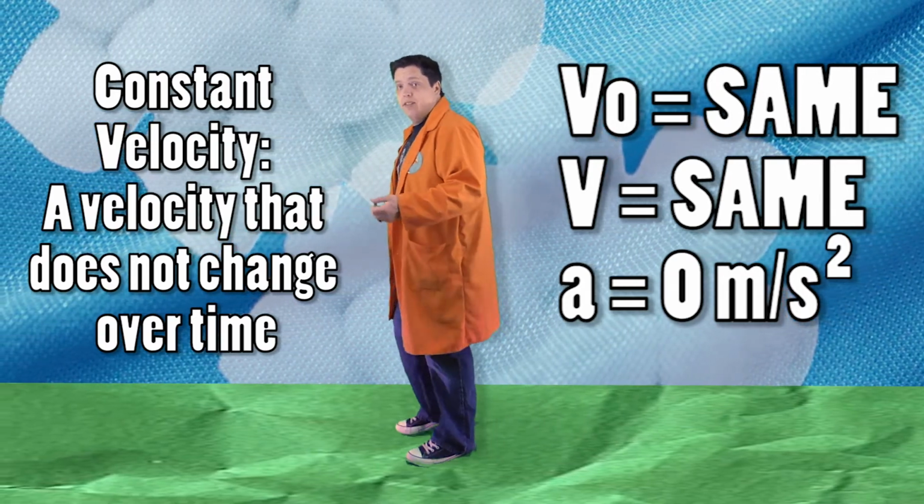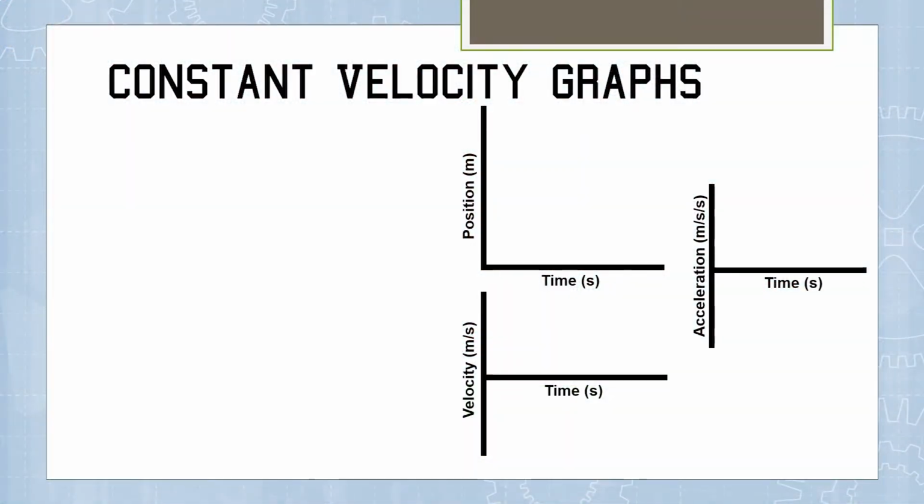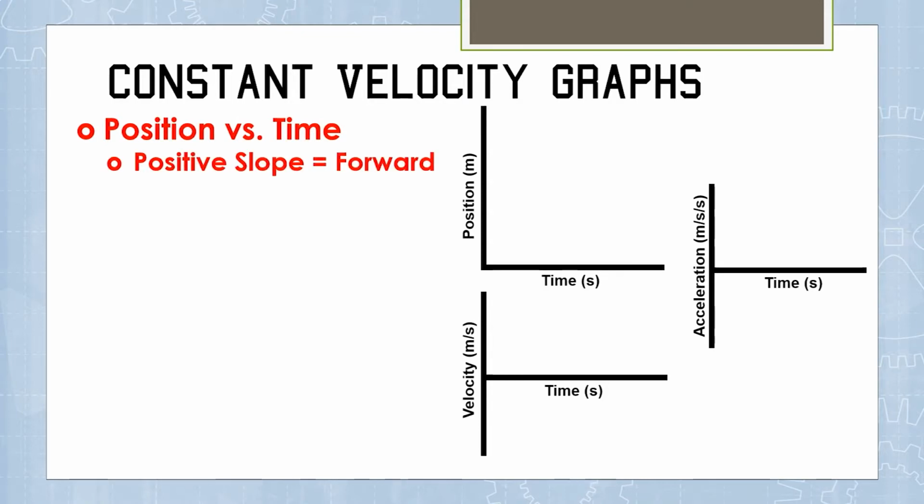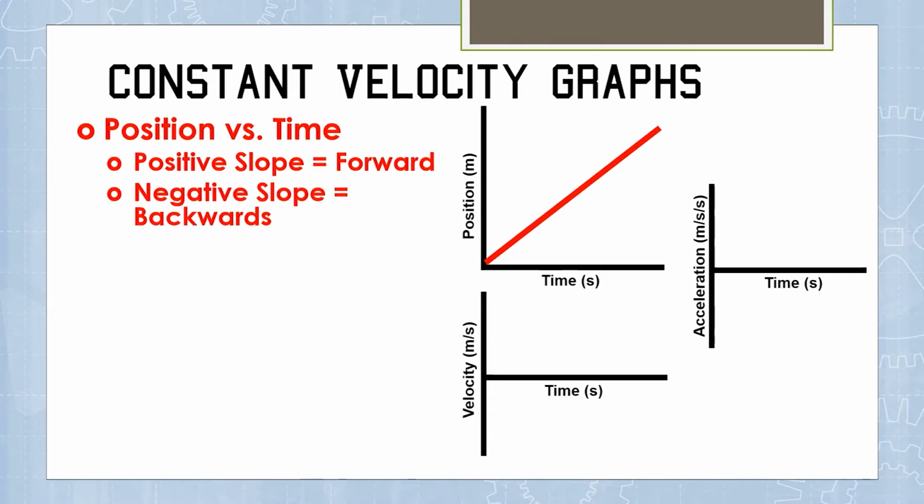object is traveling. When you're walking at a constant velocity here on Earth, you can plot your motion on our three graphs: position, velocity, and acceleration versus time. On a position versus time graph, our slope tells us our velocity. If I'm moving forward, I have a positive slope because I've gone from my origin to a forward position. If I'm moving backwards, I'm starting from further ahead from the origin or starting place and moving backwards in position. Positive slope is forward, negative slope is backwards.